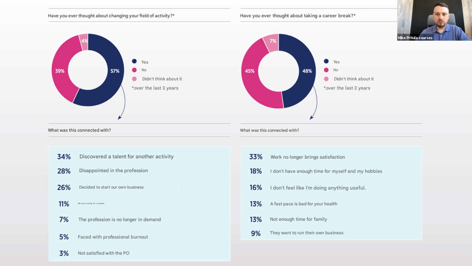And now here are the reasons. Reasons that will be closely related to the topic of turnover. These aren't direct causes of turnover. We'll discuss those later. 34% discovered a talent for another activity, 28% became disillusioned with their profession, and 26% decided to start their own business. The rest were to a lesser extent.